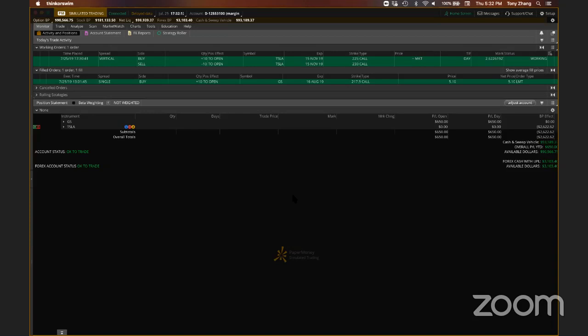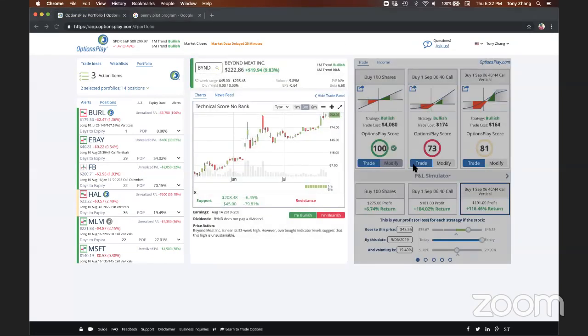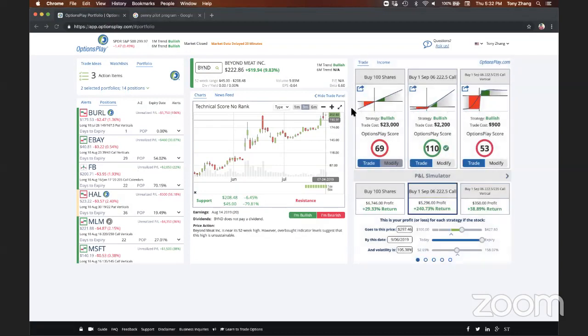How to trade Beyond Meat now? Great question. Beyond options are extremely expensive right now. So in my opinion, if you wanted to trade Beyond Meat, I highly recommend you consider probably buying the stock. The stock's trading at 222 right now. That 222 call, actually, these call options are really cheap.